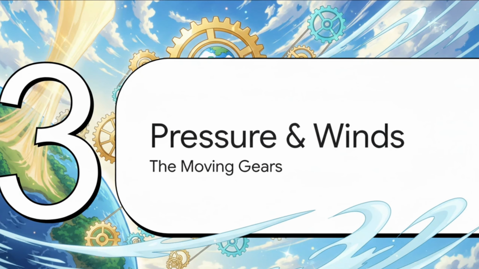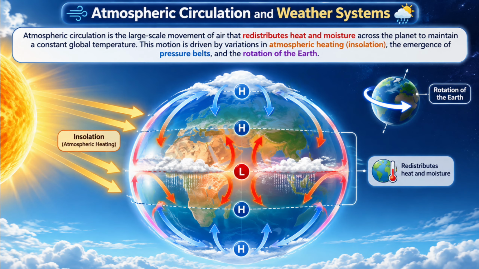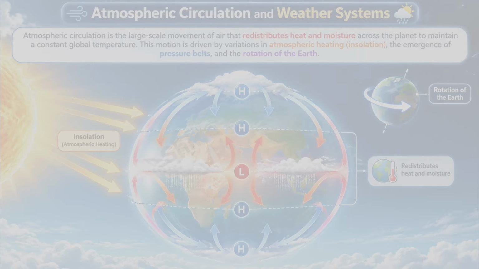Okay, moving on to Section 3, Atmospheric Pressure and Winds. We've got our heat budget set, so let's look at the moving gears of this atmospheric engine. Atmospheric circulation and weather systems. Atmospheric circulation is the large-scale movement of air that redistributes heat and moisture across the planet to maintain a constant global temperature. This motion is driven by variations in atmospheric heating, the emergence of pressure belts, and the rotation of the Earth.